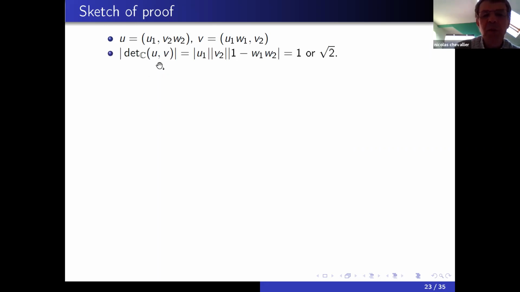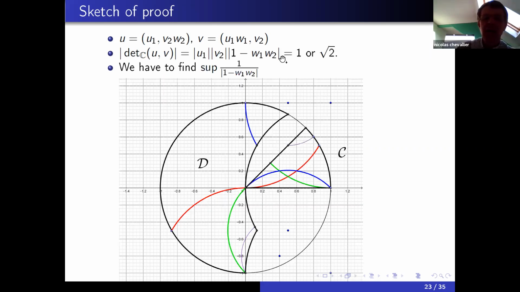This determinant must be 1 or square root of 2, according to whether U and V are of index 1 or index 2. And if you compute this, you see that this is this product, which means that, for instance, in the case of index 1, we just have to find the supremum of this quantity when W1 and W2 satisfy the condition of the previous theorem we have just explained.